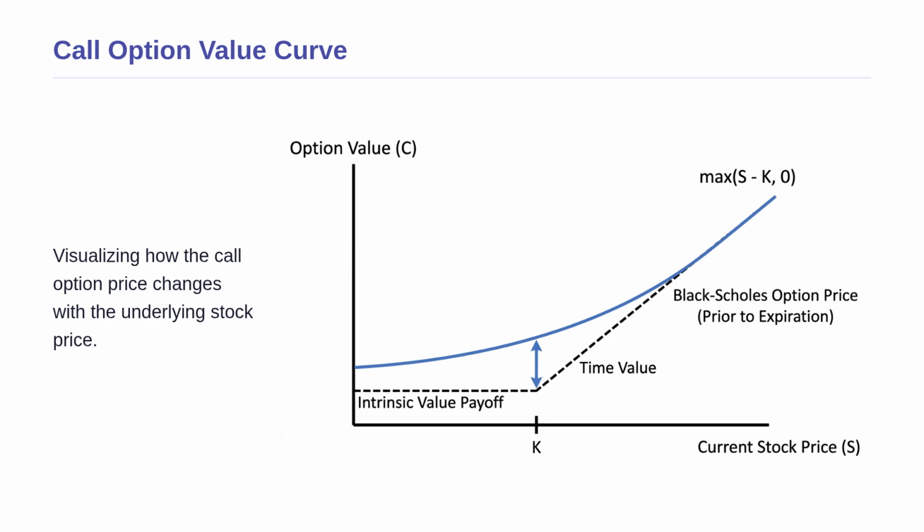Notice how the blue curve is always above the dashed line? That gap is the time value. Because there is still time left before expiration, there is always a chance the stock could shoot up, giving the option extra value, even if it is currently below the strike price.